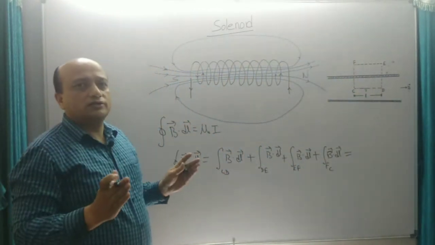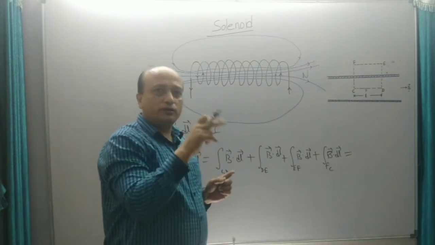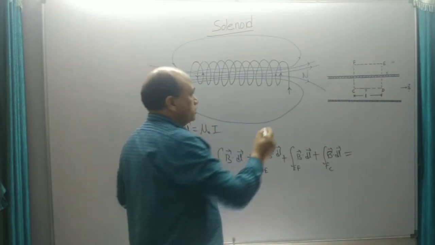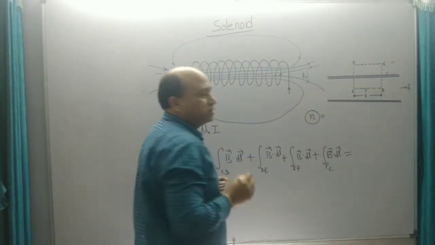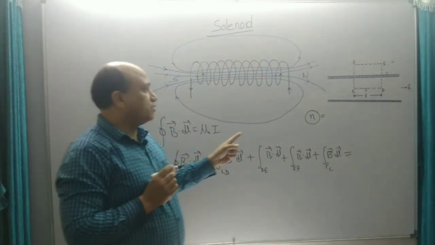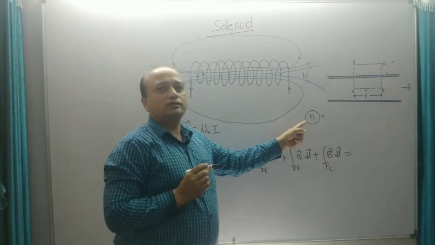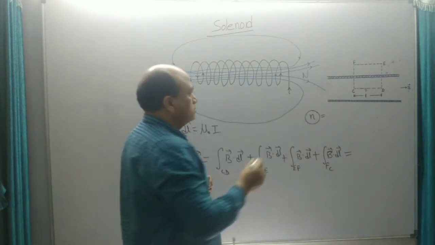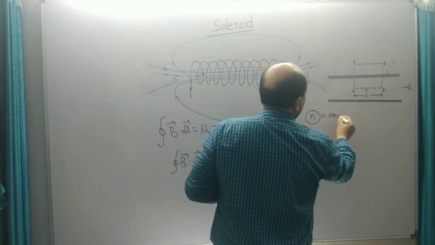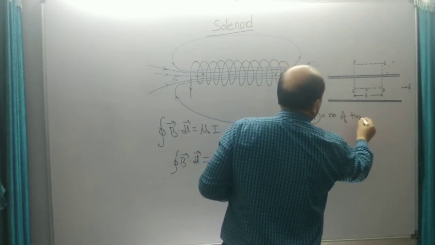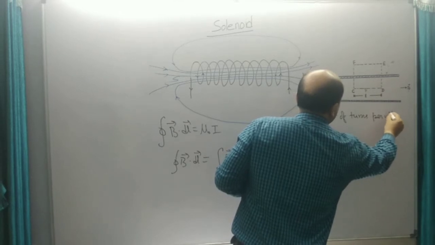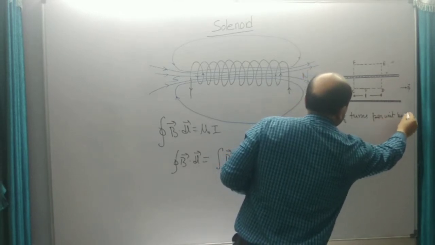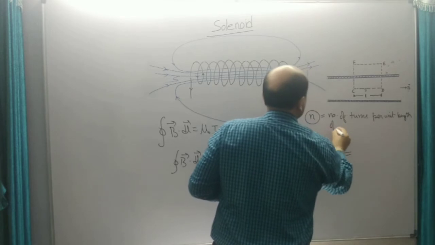In L length, how many turns will be there? Suppose small n be the number density. What is number density? Number of turns per unit length of the solenoid. What is n? Number of turns per unit length of this solenoid.